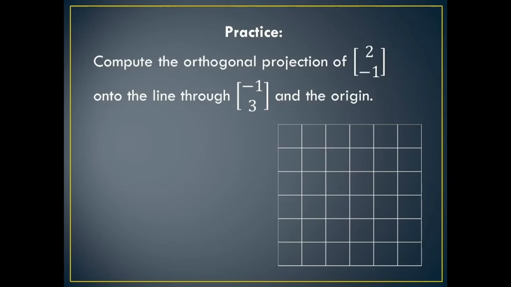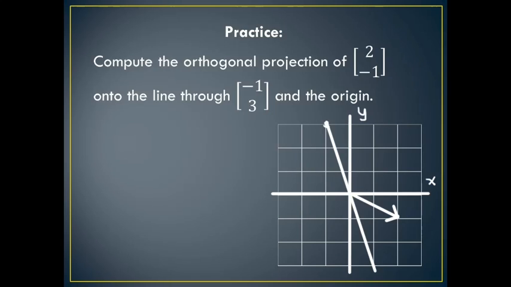Okay, one practice problem. Compute the orthogonal projection of the vector 2, negative 1 onto the line through negative 1, 3 and the origin. So it's good, it goes through the origin. Let's get a little visual of what's going on. So I'll put my axes there on my grid. These are in R2, so they'll be easy to draw. I have my vector 2, negative 1, and then I have my point negative 1, 3, and the origin. I'm going to make a line through those.